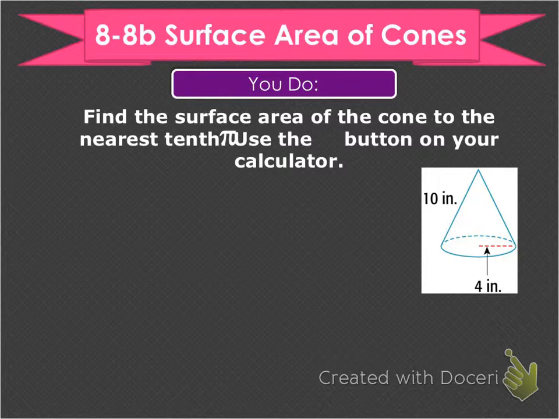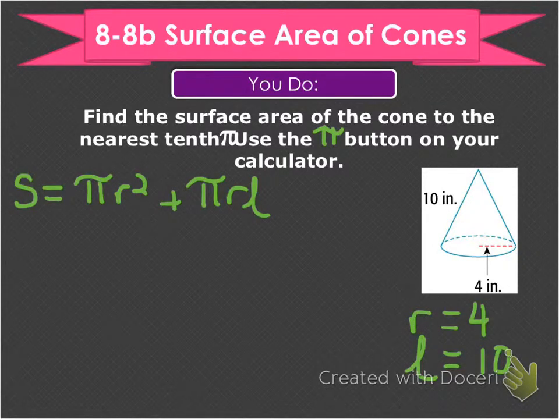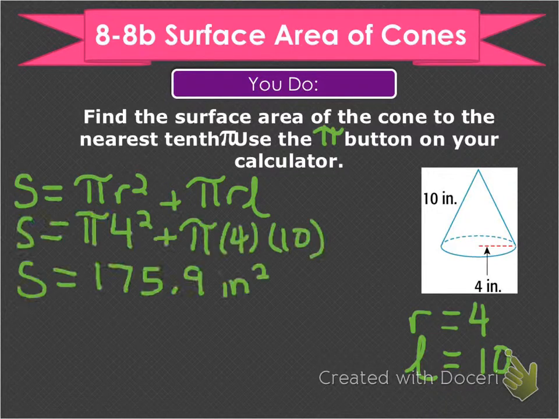Okay, so you're going to go ahead and try this one on your own. Find the surface area of the cone to the nearest tenth using the pi button on your calculator. So if you notice, this one will have a radius of 4, a slant height of 10. Use that formula, S equals pi r squared plus pi r l, and find the surface area. Pause the video and try that one on your own. If you did it correctly, you should have found that the surface area would have been 175.9 inches squared.